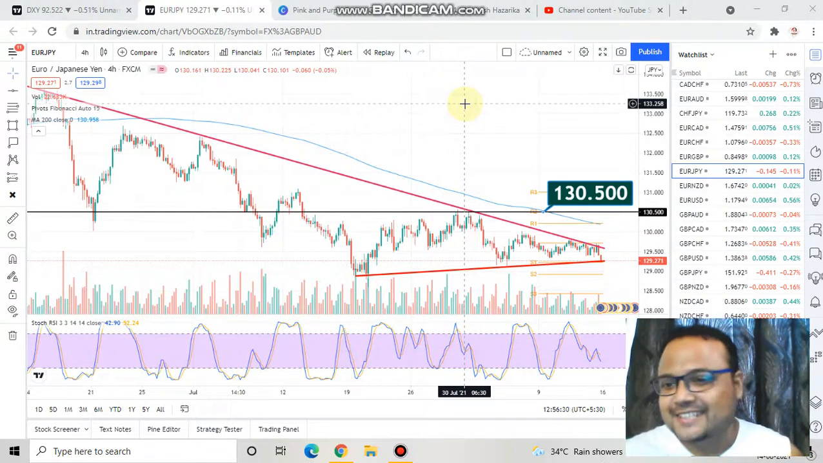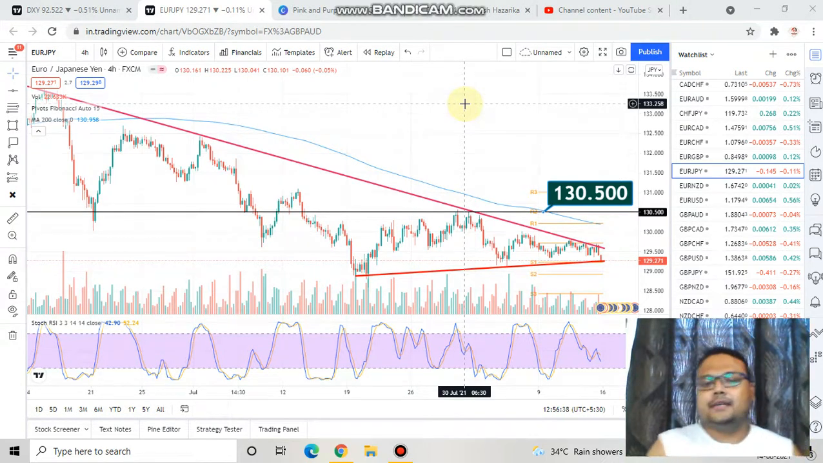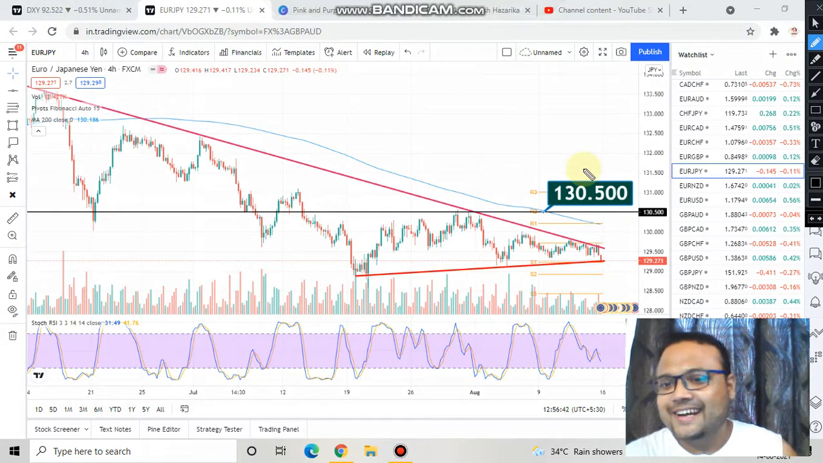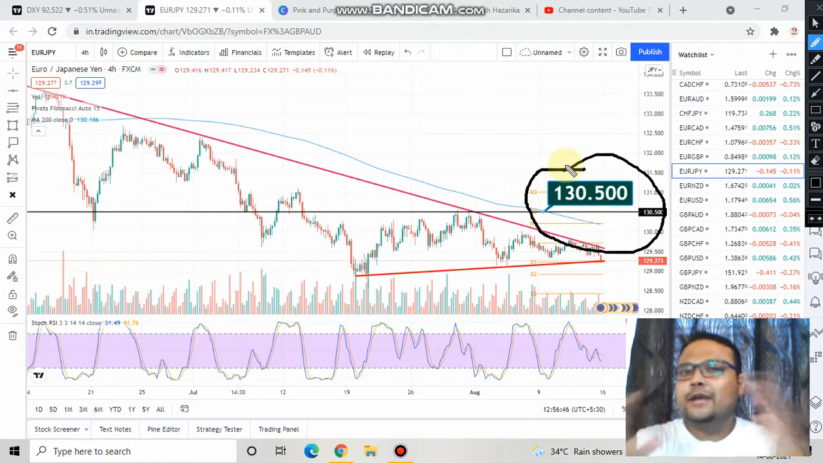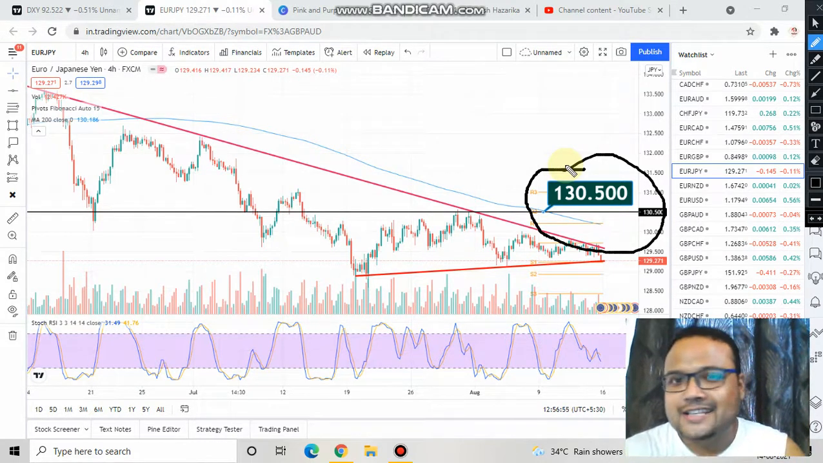So let's get started. This is the 4 hours chart of EURJPY in front of us right now, and as you can see, I have got 3 lines drawn on the chart, and I have given special importance to this particular level. So let's try to analyze the chart first. Let's try to understand what is going on in the chart of EURJPY, then we'll be jumping to the strategy part.